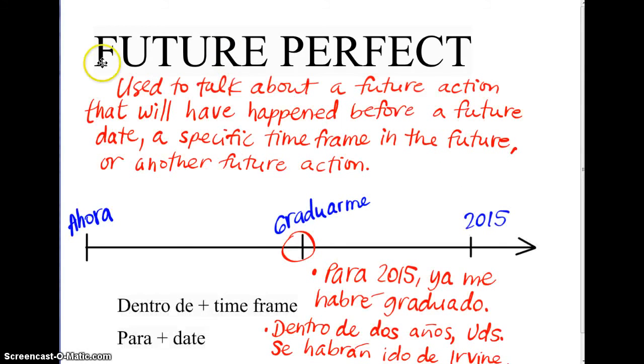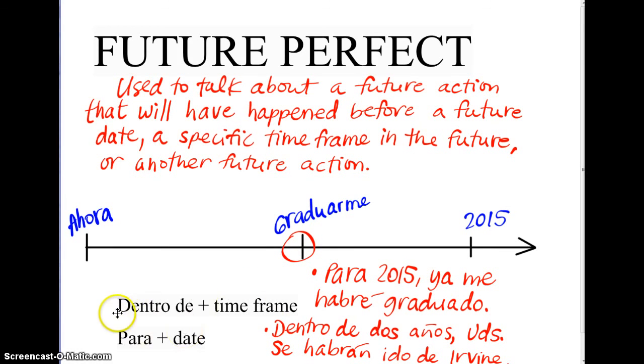Using the future perfect works very similar to the pluperfect, but instead of looking to the past, you're looking to the future, okay? So this is right now. Fast forward to graduation. Say I'm a senior, I'm going to graduate in June of 2014, and then by the time it's 2015, I will have already graduated. Okay, so we're talking about a future action that will have happened before a future date or a specific time in the future, like a date.